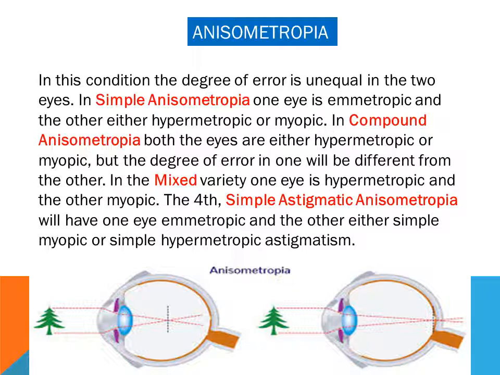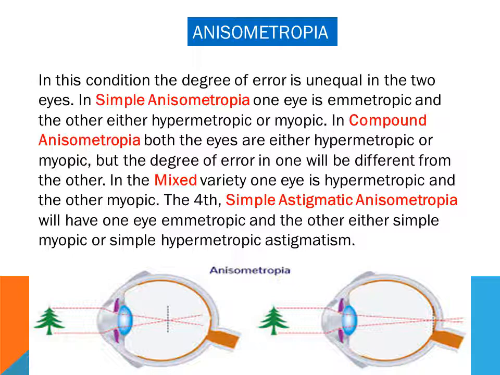Anisometropia. In this condition, the degree of error is unequal in the two eyes. In simple anisometropia, one eye is emmetropic and the other either hypermetropic or myopic. In compound anisometropia, both the eyes are either hypermetropic or myopic, but the degree of error in one will be different from the other. The mixed variety, one eye is hypermetropic and the other myopic.